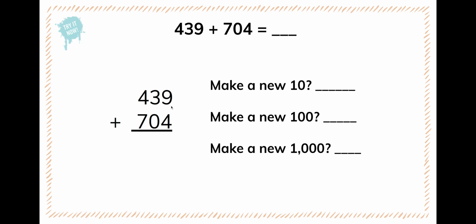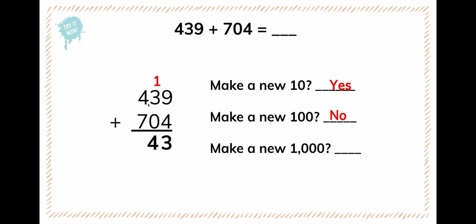Start in the ones place. 9 plus 4 is 13. And 13 is greater than 10. So I'm going to group 10 of those ones together to make a new 10. So it will look like this. There's my 3 leftover ones and my new 10. Now I'm going to do the tens place. 3 plus 1 is 4. 4 is not enough to make a brand new 100. So I do not need to make a new 100. I can just write my 4 tens.